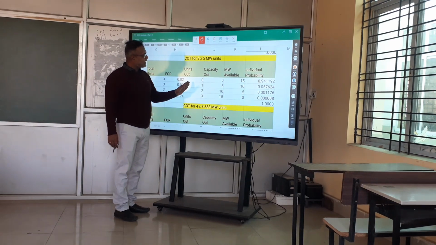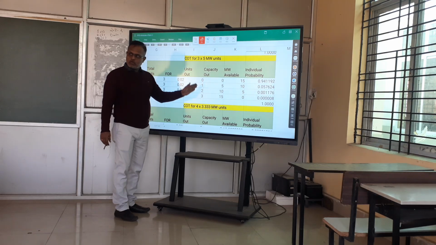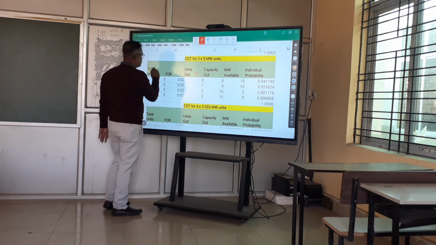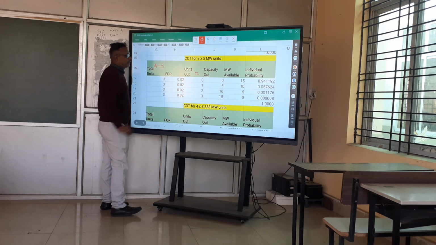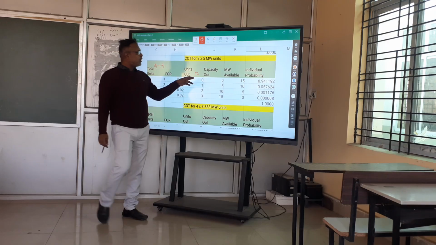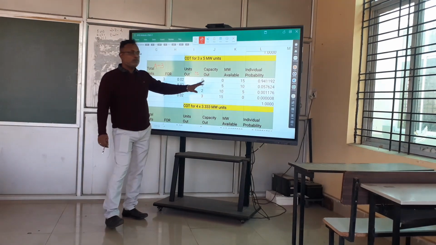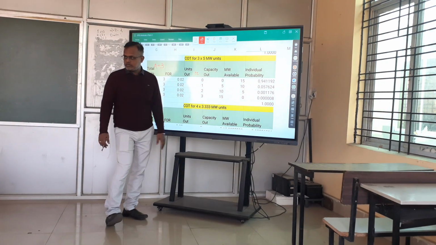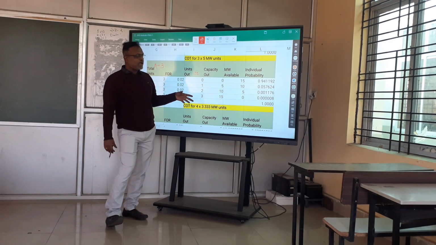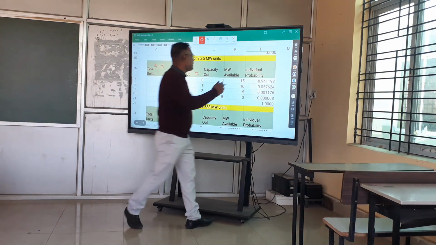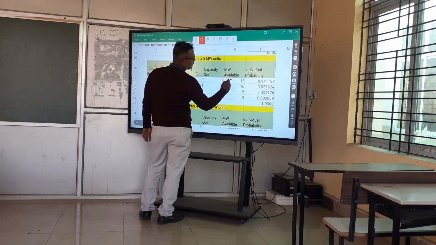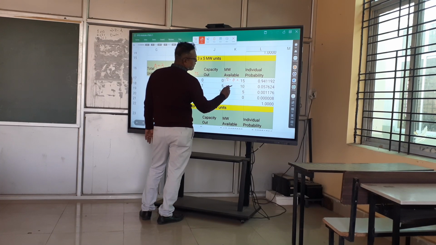So in the first case you can have either 0 units out, 1 unit out, 2 units out, or 3 units out. So this is r. n is 3. If 0 units are out, no capacity out; 1 unit out, 5 megawatt out; 2 units out, 10 megawatt out; 3 units out, 15 megawatt out. And what is the total capacity of the system? 15 megawatt. So availability is 15 minus 0, 15 minus 5, 15 minus 10.